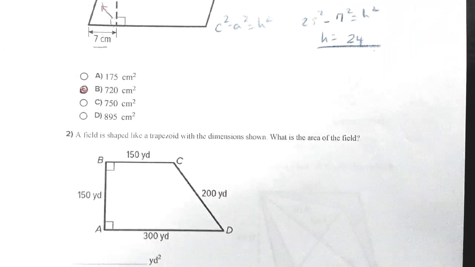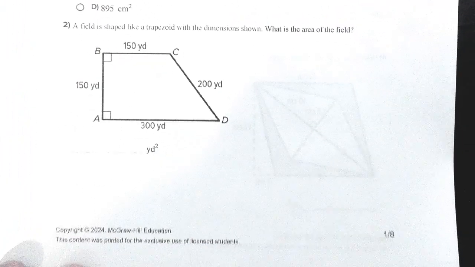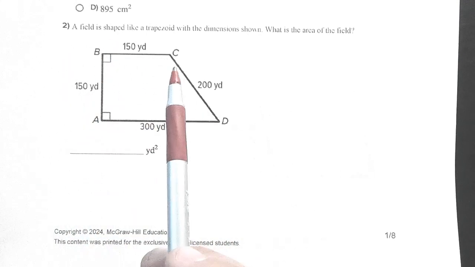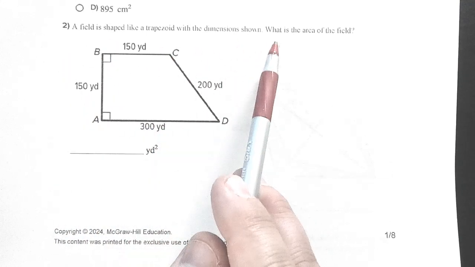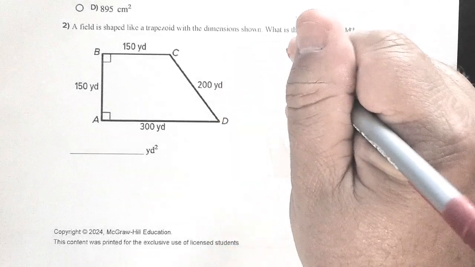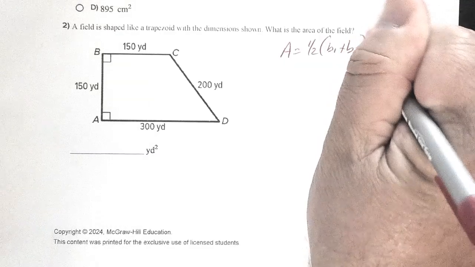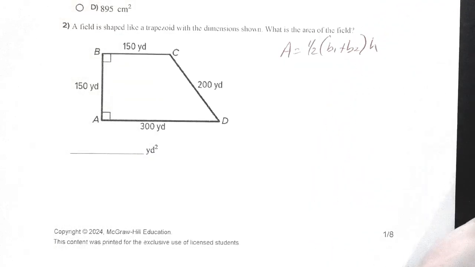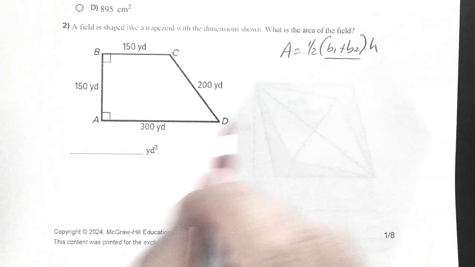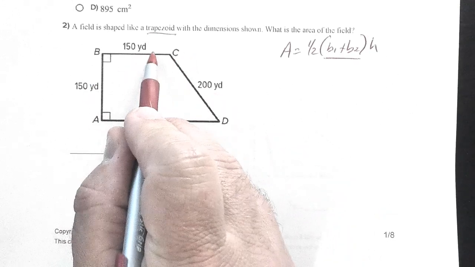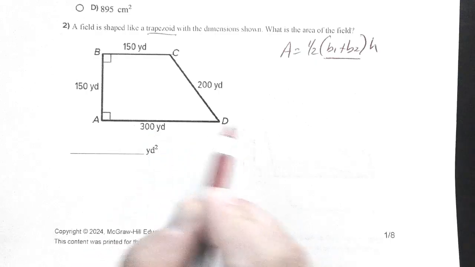All right, a field is shaped like a trapezoid with the dimensions shown. What is the area of the field? So for a trapezoid, your area is 1/2 of base 1 plus base 2 times the height. Okay, so what's what? Glad you asked. When we're talking about a trapezoid, the bases are the parallel sides. And parallel lines, of course, would never touch. So pretend this is going on forever, and this is going on forever. They would never touch.